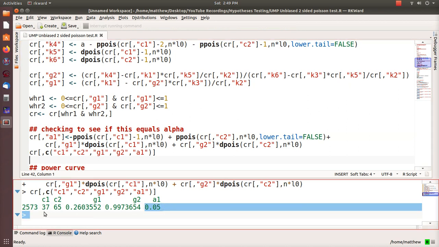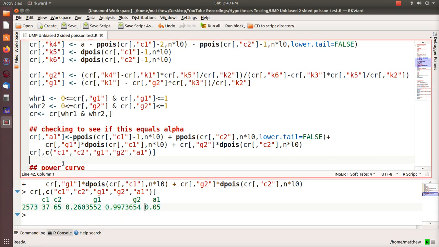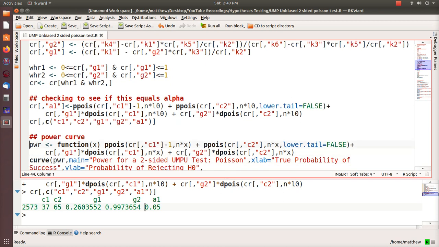The cutoff values are 37 and 65. Gamma 1 and gamma 2 are this. Note that it's almost 100%. If the test value lands on 65, we reject with probability 0.997. That's kind of interesting. So let's look at the power curve for this setting.